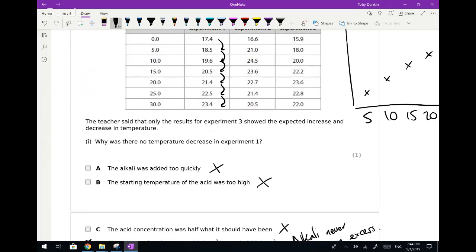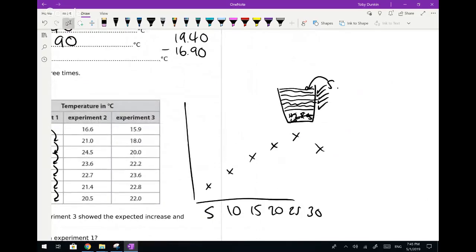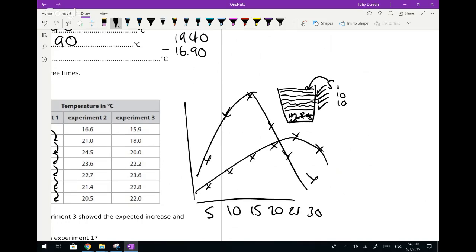So what could have caused that? The alkali was added too quickly. No, if I added the alkali too quickly, let's say we did it as 10, 10, and 10, even though we haven't, we've only got 5 at the end, what would happen? 10, 10, 5, and then a drop, drop, and drop. That would happen if we added the alkali too much, rather than the original.